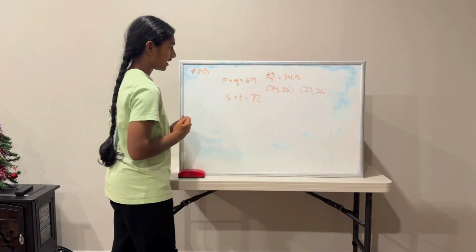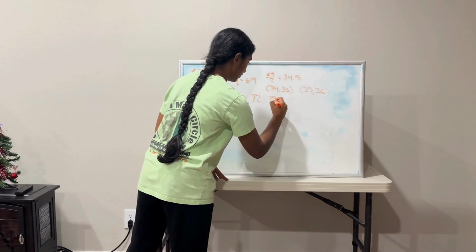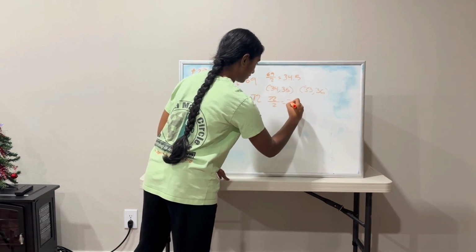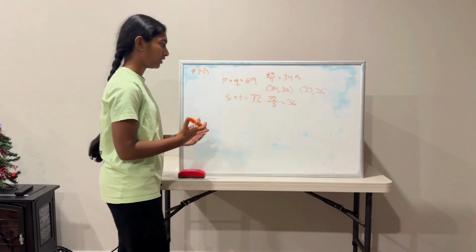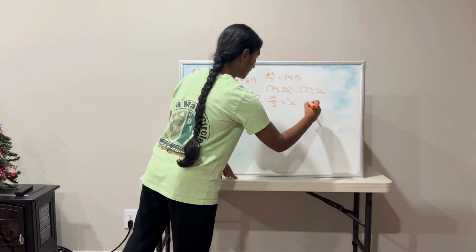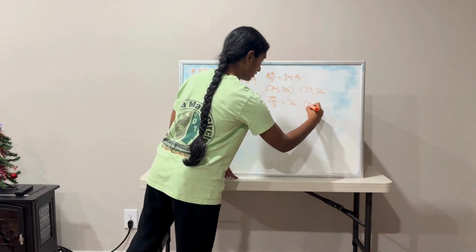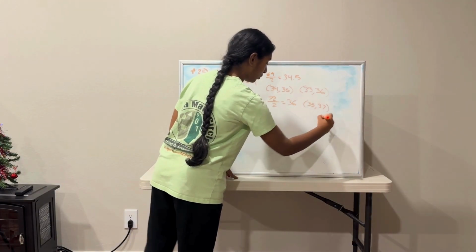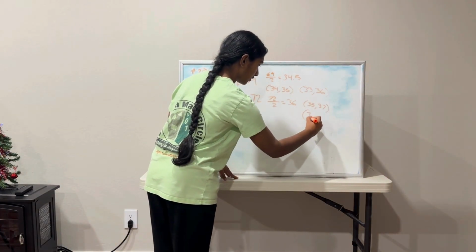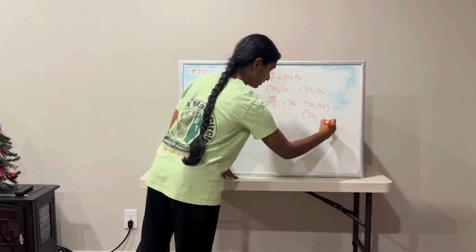Moving on to T and S, 72 over 2 is 36. Now, since they're all different integers, we can't use 36. So S and T could be 35 and 37, or 34 and 38.